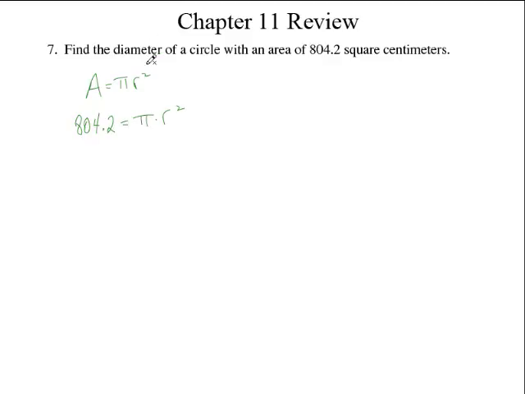Now we want to find the diameter. Whoops, didn't mean to cross that out. We want to find the diameter, but before we find the diameter, because we don't have diameter in our equation, we want to find the radius. Once you find the radius, you just double it, and then you've got the diameter. It's not hard to get the diameter once you get the radius.